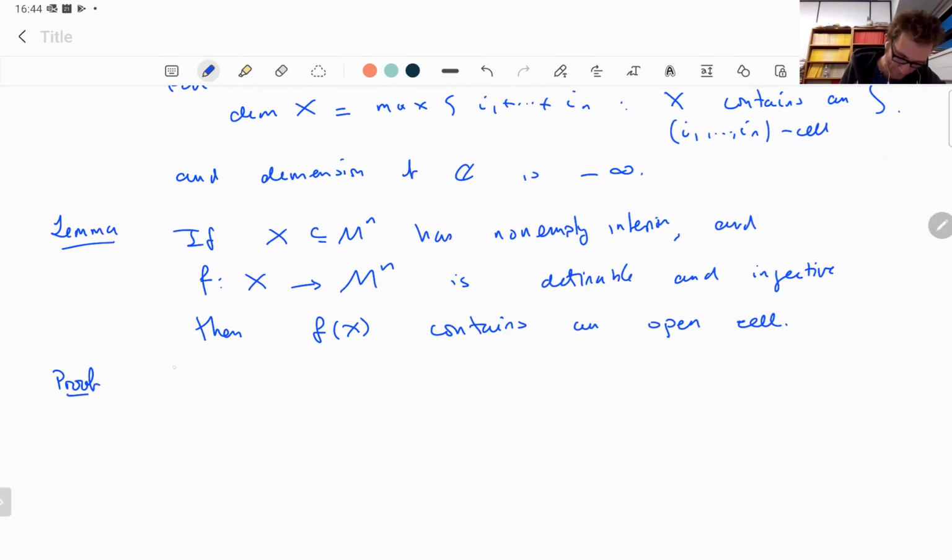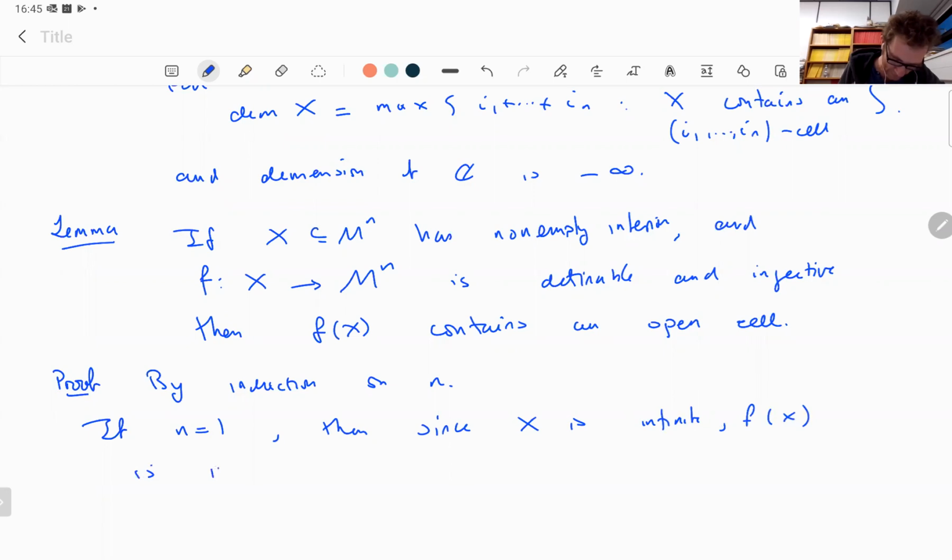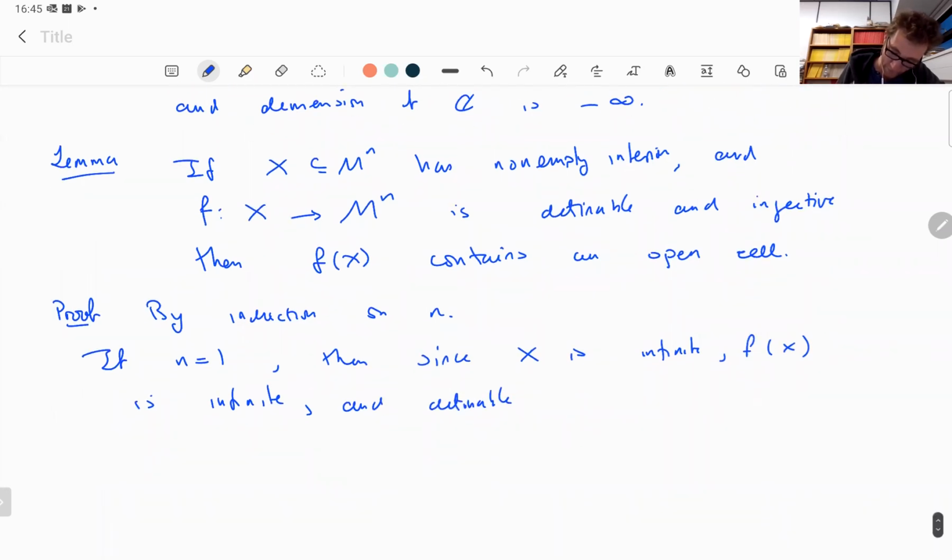So the proof will be by induction on n. Okay, so if n is 1, then X is a subset of M with non-empty interior, so it's infinite. f is injective, so f of X is infinite, and it's definable, so it contains an open interval, which is an open cell in M.